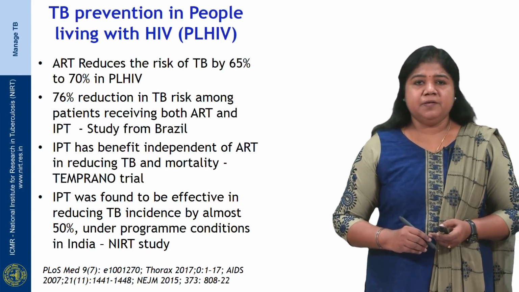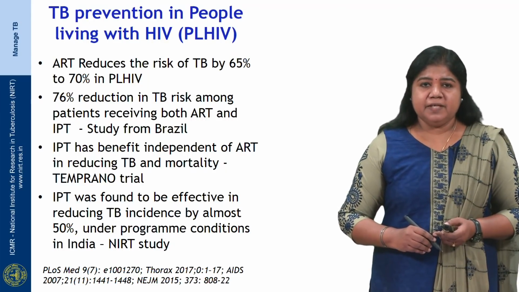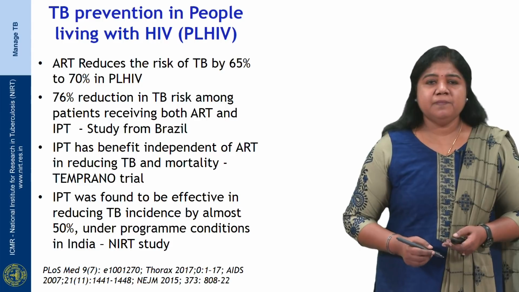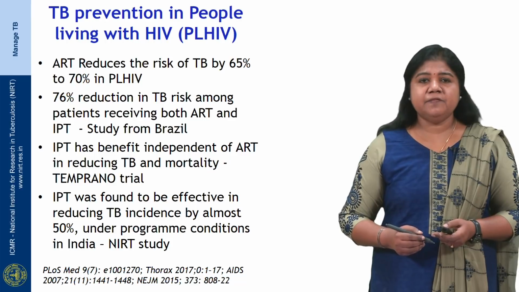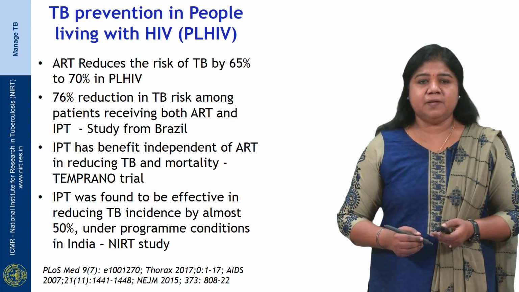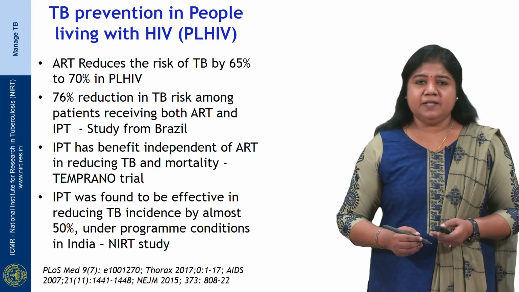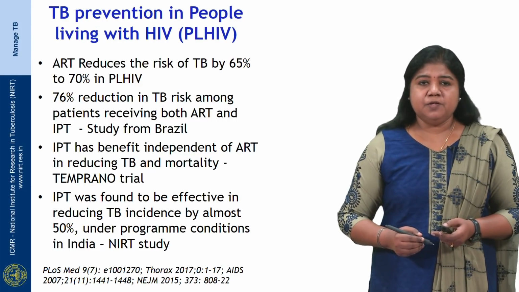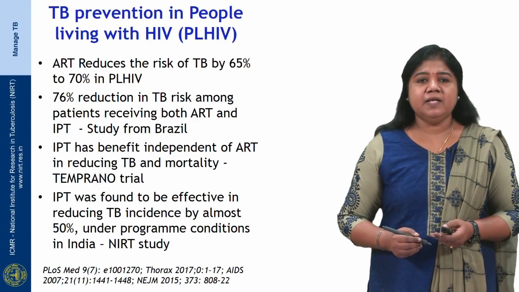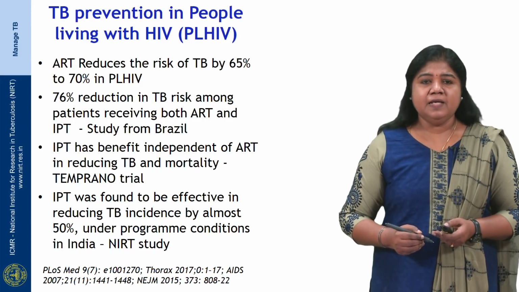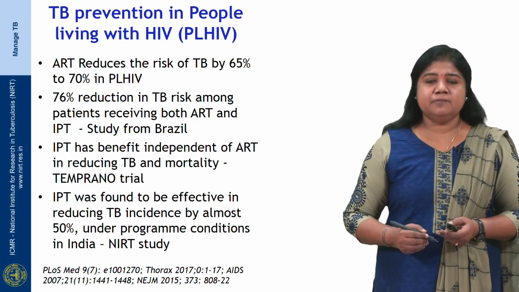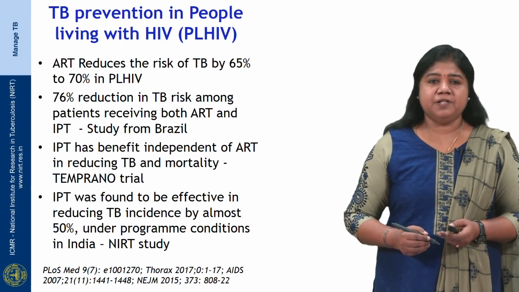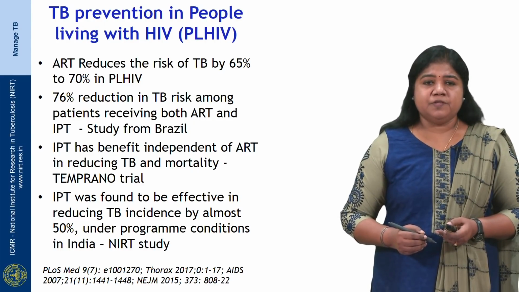TB prevention in people living with HIV. Antiretroviral therapy reduces the risk of TB by 65% to 70% in PLHIV. A study from Brazil showed that there is a 76% reduction in TB risk among patients receiving both ART and isoniazid preventive therapy. The Temprano trial has shown that isoniazid preventive therapy has benefit independent of ART in reducing TB and mortality in PLHIV. IPT was found to be effective in reducing TB incidence by almost 50% under program conditions in a study from India, which was from NIRT.